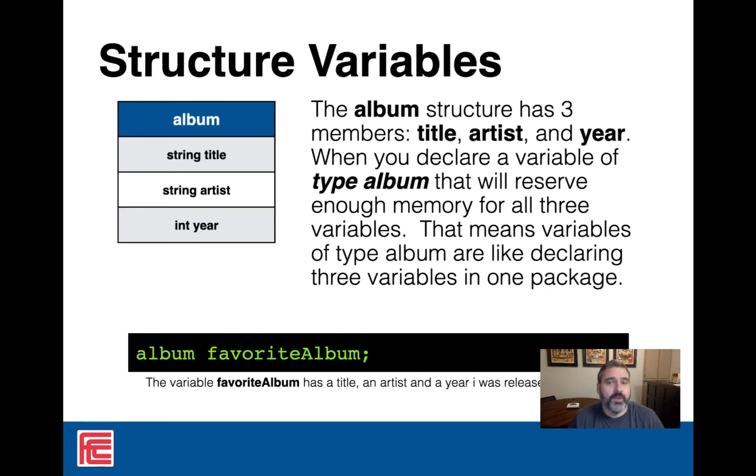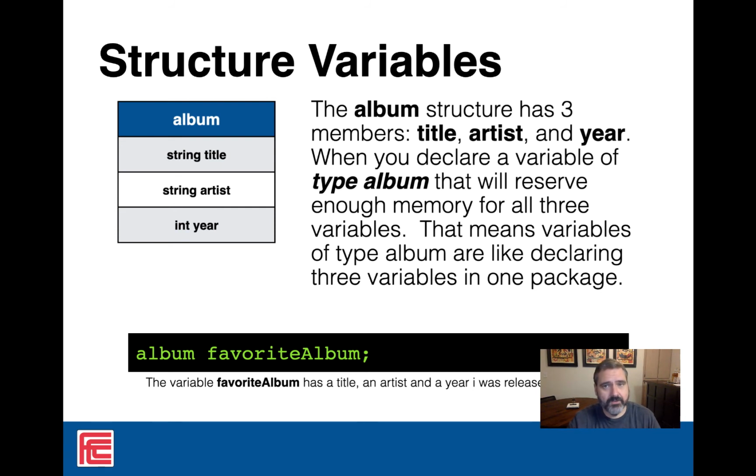So if I want to create a variable of type album, how do I do it? Same way I create an int. Type, name, done. Album favorite album, semicolon. I have created a variable, a struct of type album, right? And that album, favorite album, has inside of it spaces to hold a title, an artist, and a year.